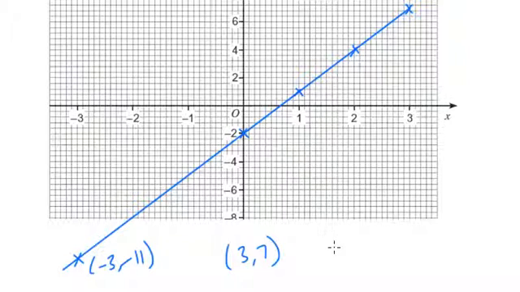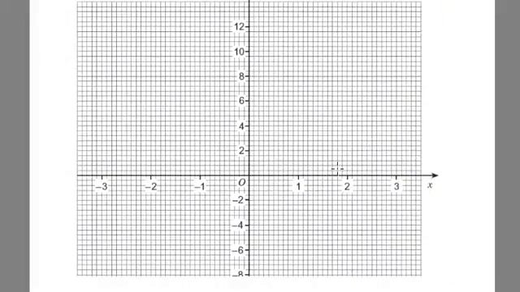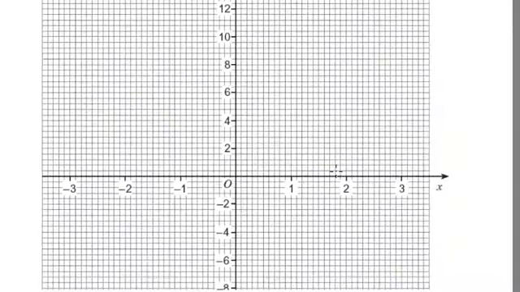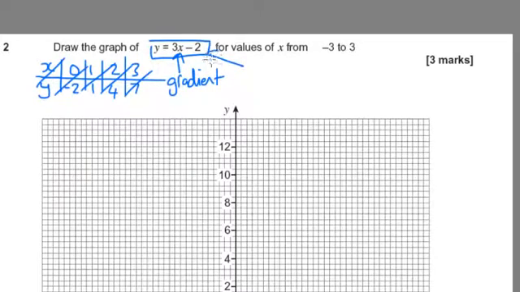Now I did say that there's a second method for this, and the second method is to use your y equals mx plus c equation. And in y equals mx plus c, so we're not using this. In y equals mx plus c, the m is the gradient, and the c is the y-intercept.